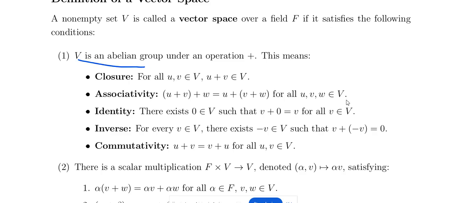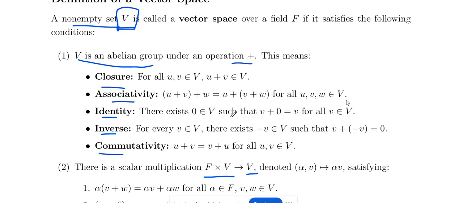So the V is an abelian group under addition, and that means closure, associativity, identity, inverse, commutative property satisfied. That is the V, the non-empty set V. We satisfy that abelian group condition with respect to addition. And there exists a scalar multiplication defined, F cross V to V.